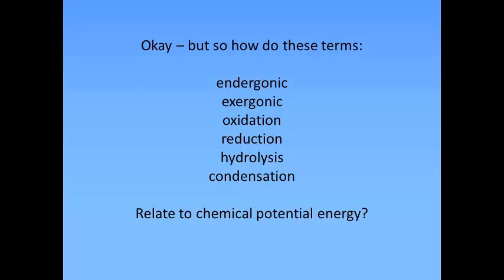Alright, so by now you're probably feeling a little bit misled. I started off this lecture saying we were going to discuss how cells get their energy, and that went into a huge chemistry spiel. But how do these different terms, endergonic, exergonic, oxidation, reduction, condensation, and hydrolysis, all relate back to that chemical potential energy in cells?